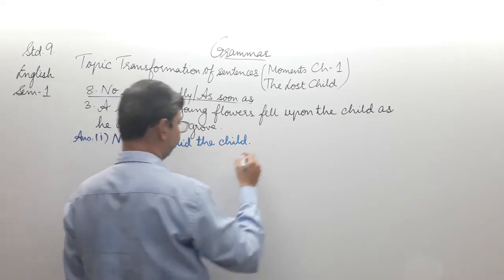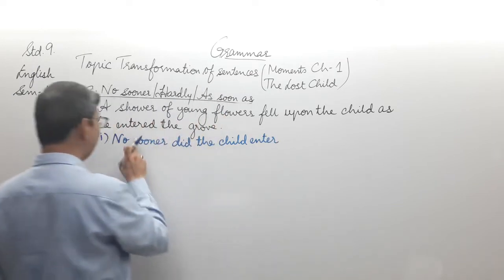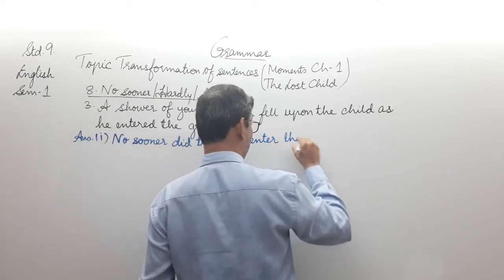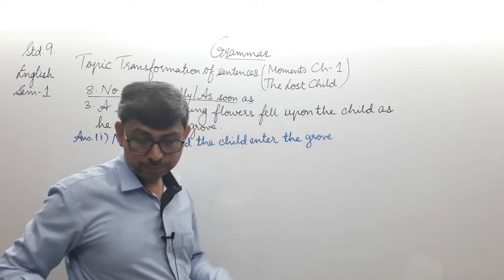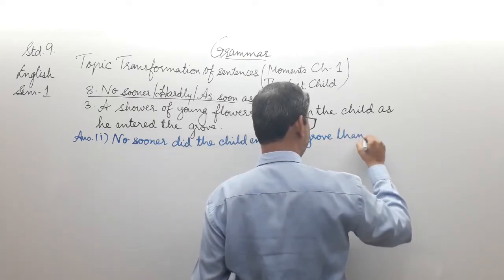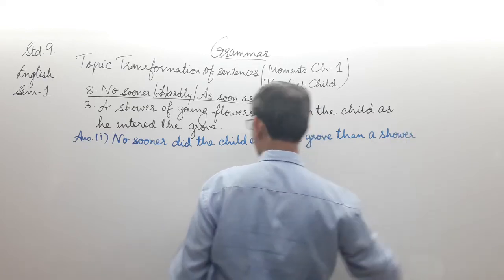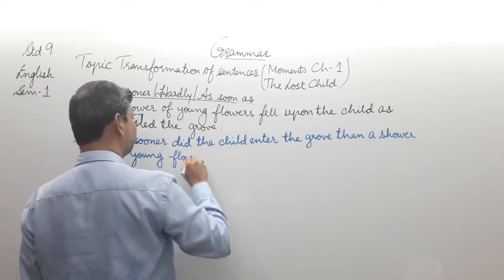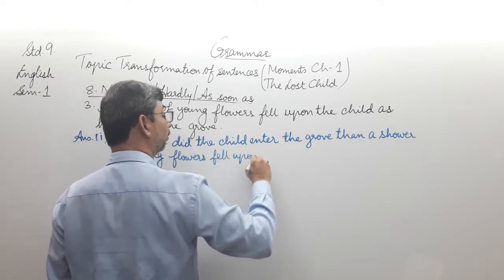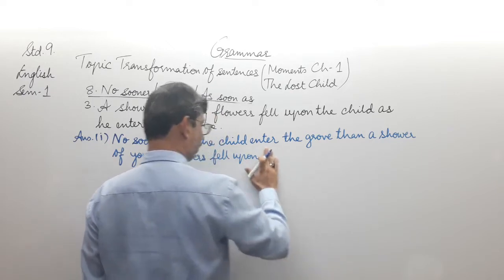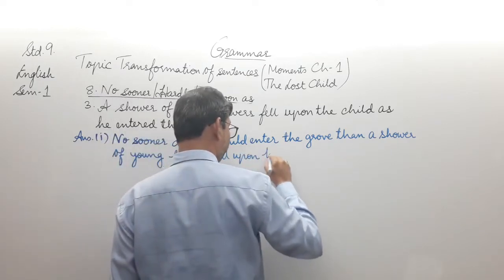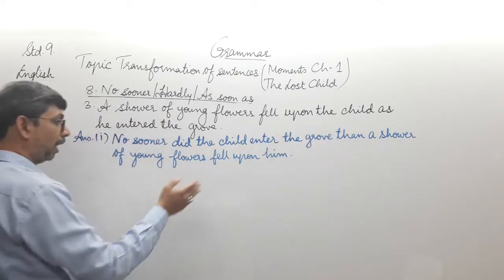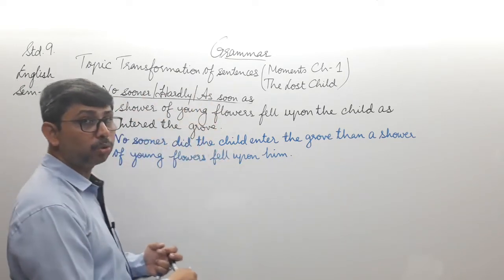No sooner did the child enter, so we have the word entered as the past tense given, we're changing it into the present form. No sooner did the child enter the grove, then what happened? Then, so we are using the connecting word than, a shower of young flowers fell upon him. So we are using a pronoun over here. We made use of the noun earlier, so we can use the pronoun over here. No sooner did the child enter the grove than a shower of young flowers fell upon him. So the given sentence is now transformed using no sooner than.